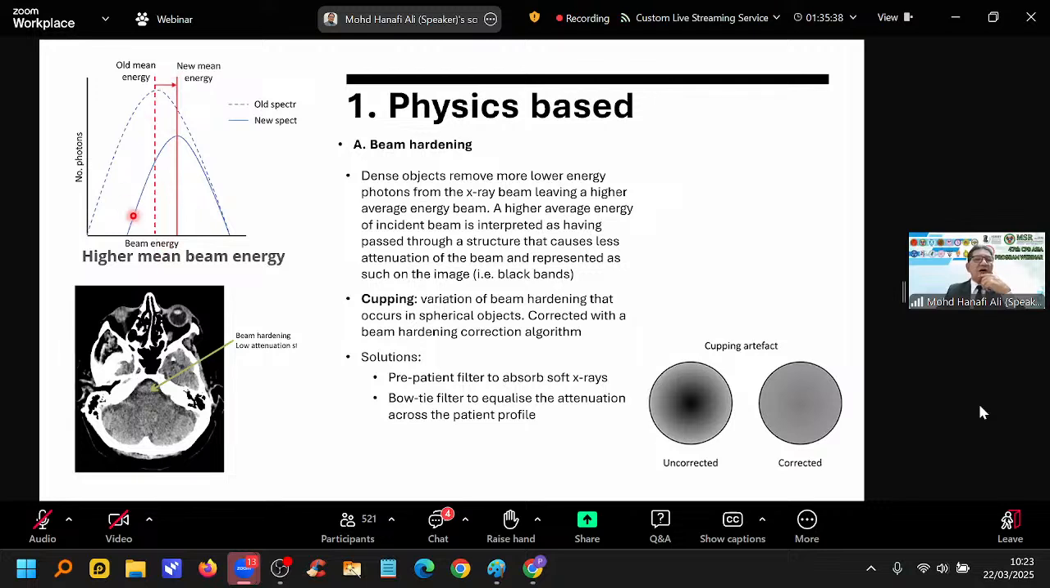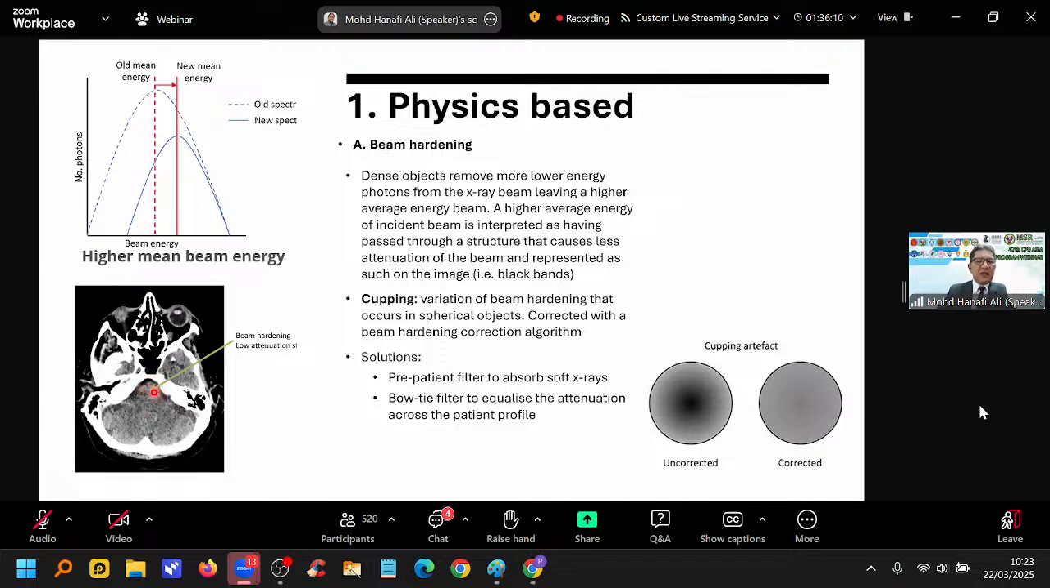How do we know that? Here we have a number of photons and an energy level. Once we reduce the number of photons, which is the mA, the beam hardens and beam energy increases, with less mA and increased kV. Then we can see a difference in mean energy. With that, we can see the image, something in between, in the posterior fossa there.